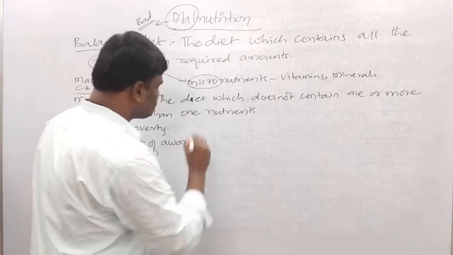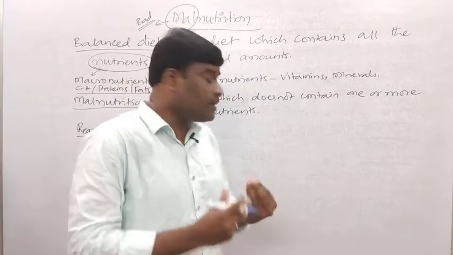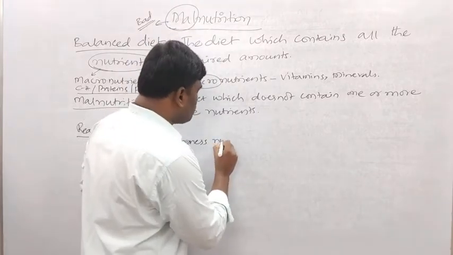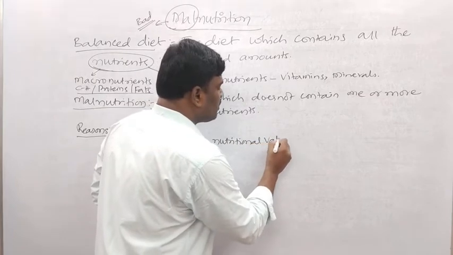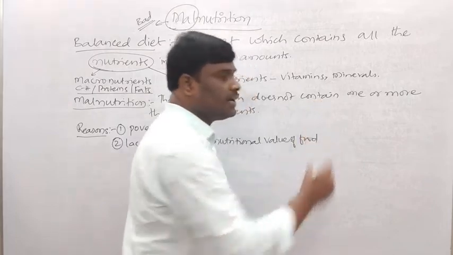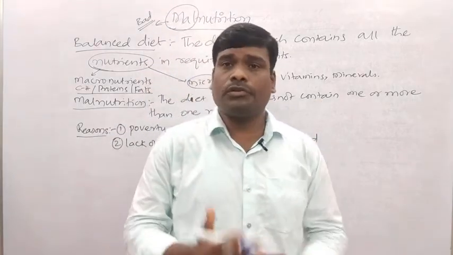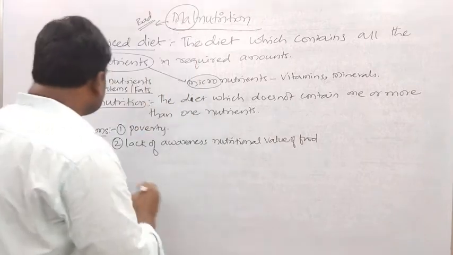Awareness, children. So lack of awareness. Because of lack of awareness of what? Nutritional values of food. Value of what, children? Food. Then that also leads to what, children? Malnutrition.